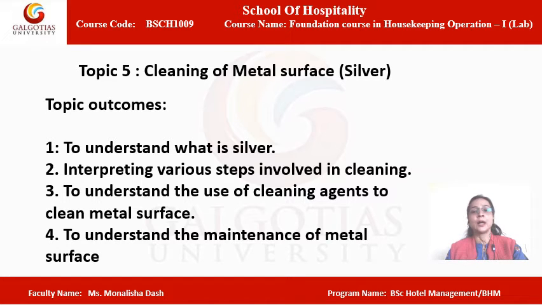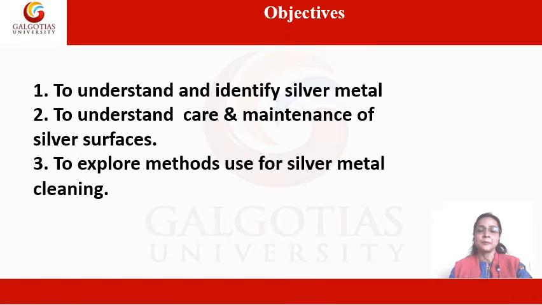These are the topic outcomes we will receive once we complete this topic. Now let's see the objectives. First is to understand and identify silver metal. As we know, there are various kinds of metals available on the earth, and silver is one of them. In this topic we will find out the various types of silver metals available on the earth.